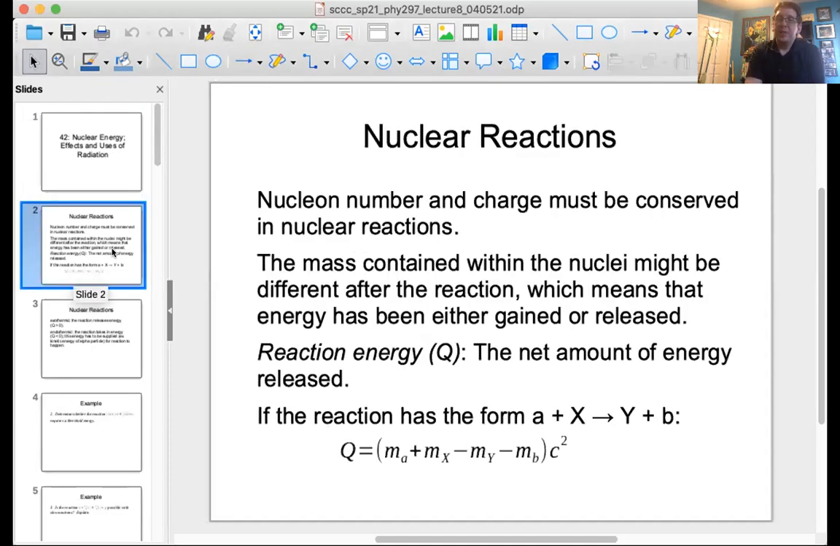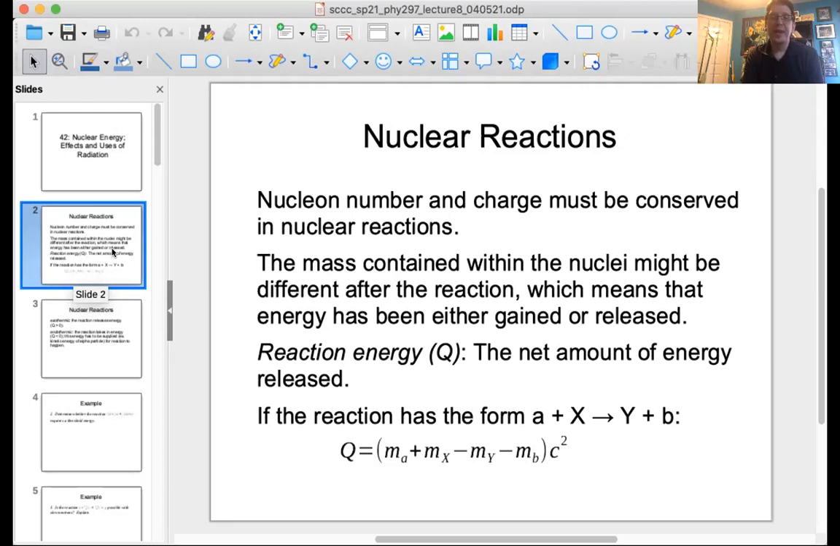So, we start by talking about nuclear reactions. In a nuclear reaction, the nucleon number, meaning the total number of protons and neutrons, and the charge must be conserved. The mass contained within the nuclei might be different after the reaction, which means that energy has been either gained or released. And so we call the reaction energy Q the net amount of energy that's released.